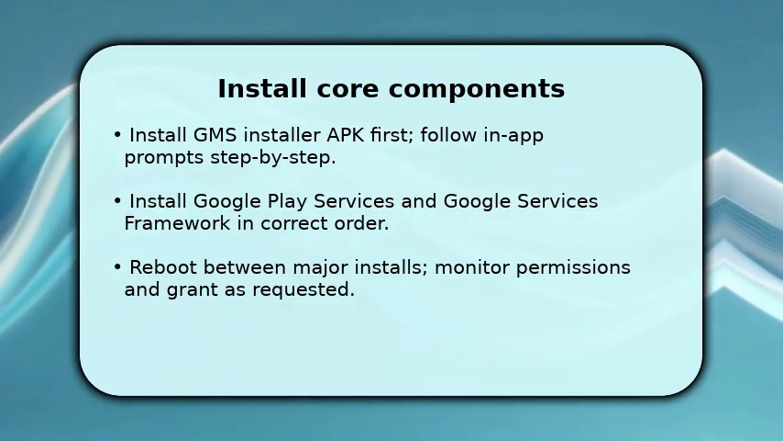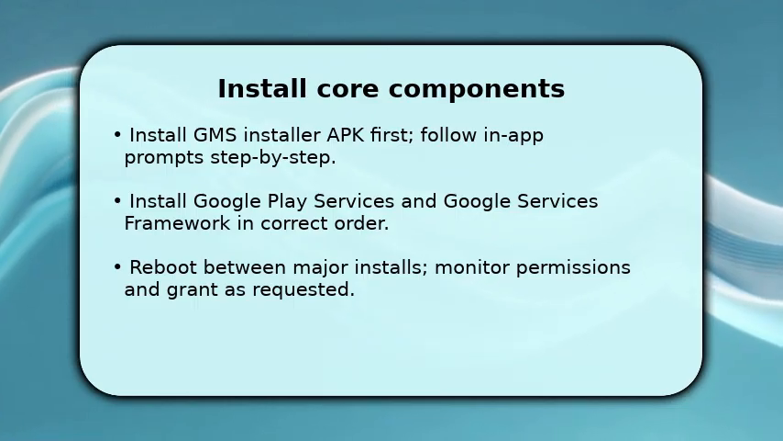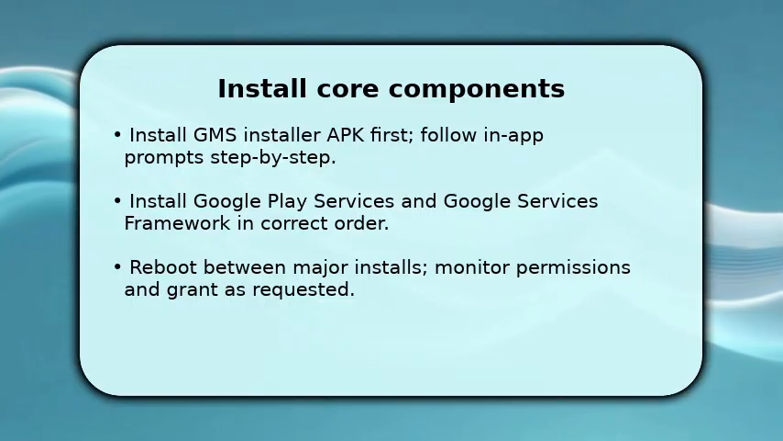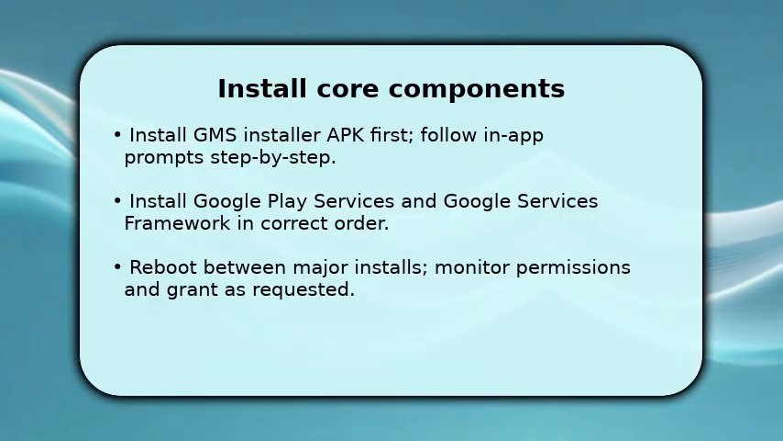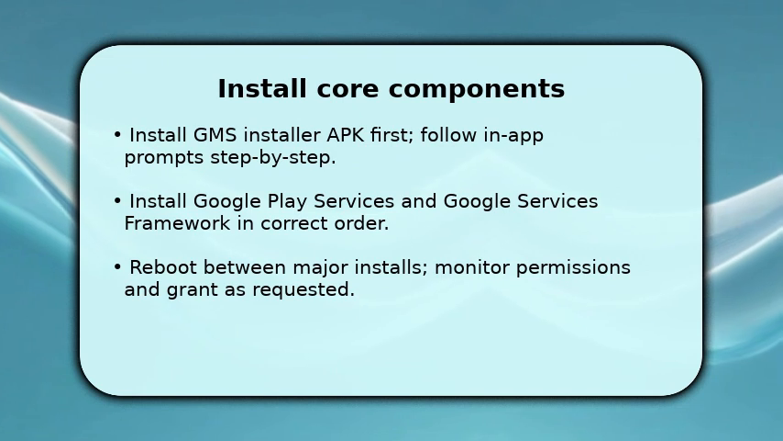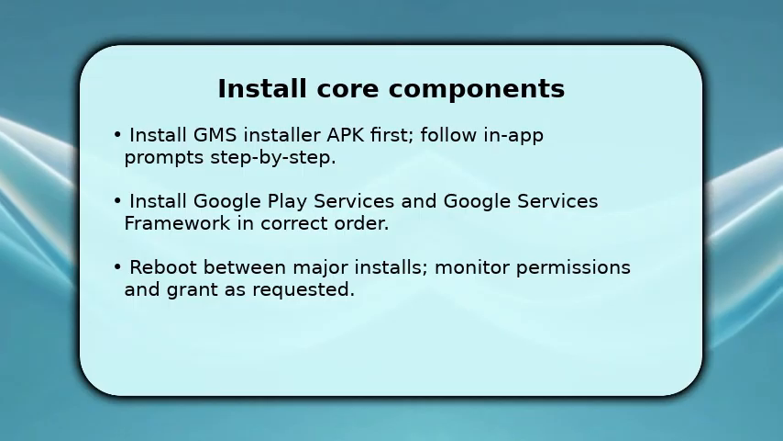After that, manually install Google Services Framework and Google Play services in the order the installer or guide prescribes, because wrong order breaks account sign-in. Make sure you reboot the device between major installs, grant runtime permissions when prompted, and watch for failed package errors so you can retry the specific APK rather than repeating every step.